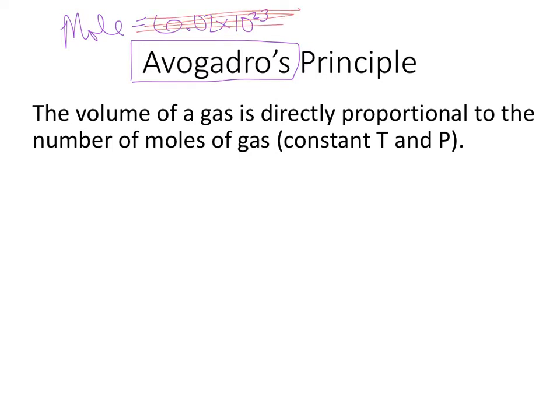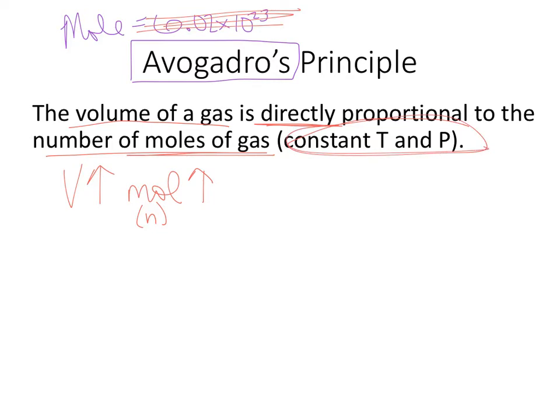Avogadro's principle is what he was actually researching and studying during his lifetime. And that is that the volume of a gas is directly proportional, which means one goes up, the other goes up, to the number of moles of gas. Volume goes up, then number of moles goes up. Just like we say volume is the letter V, moles is the letter N. So N is equal to 12 moles, or N is equal to 3 moles. So volume goes up, moles goes up, as long as temperature and pressure are constant. So we're not dealing with temperature and pressure at all.